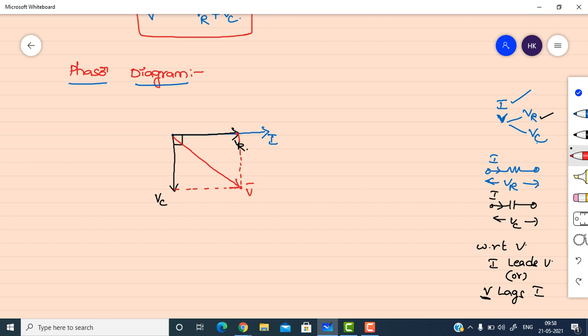Now the phase angle difference between the voltage and current, this is the total voltage in the circuit and this is the total current in the circuit. The phase angle difference between the voltage and current, assume it as phi.